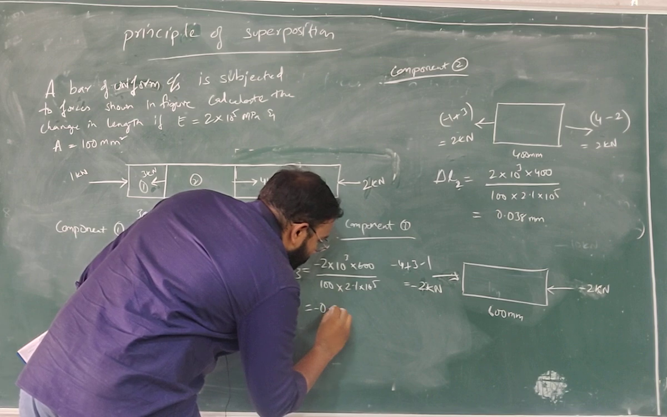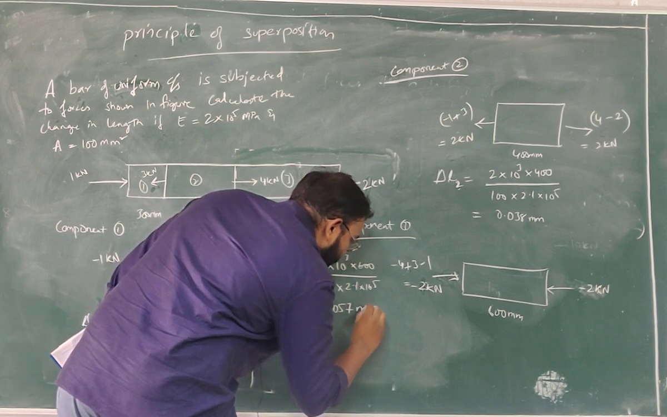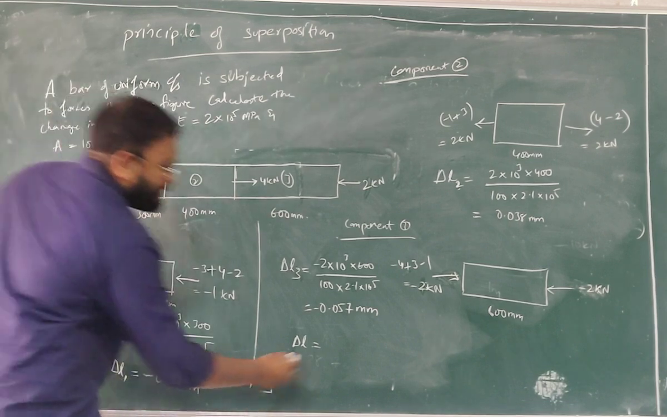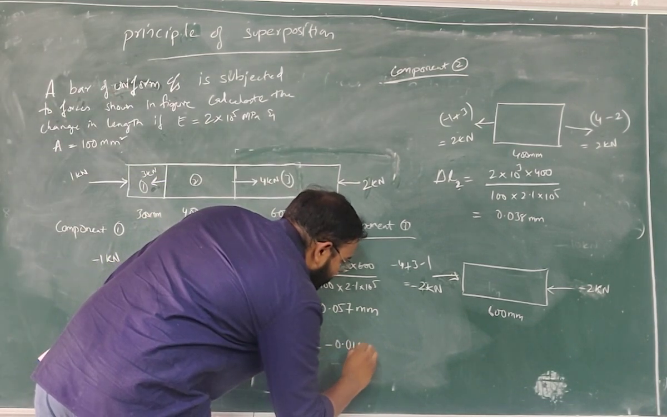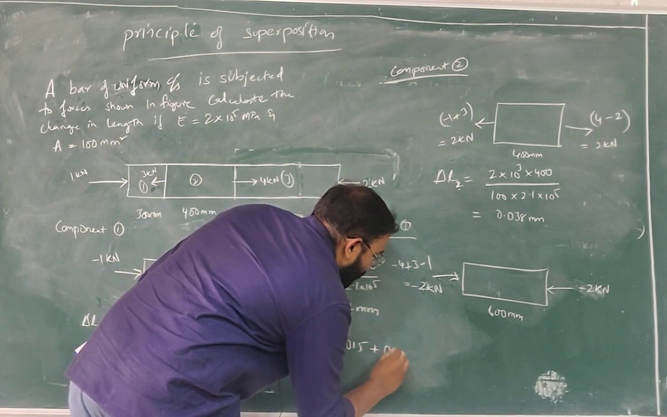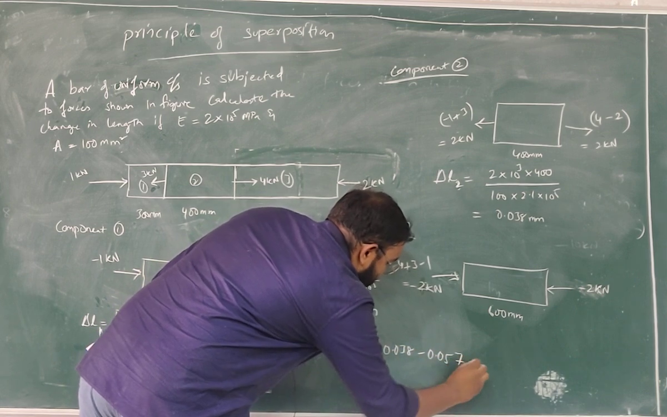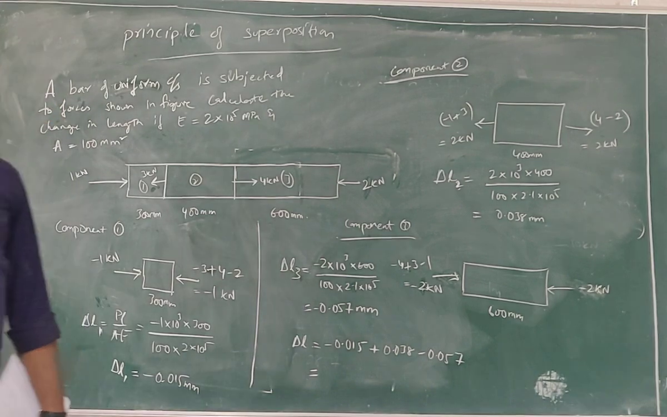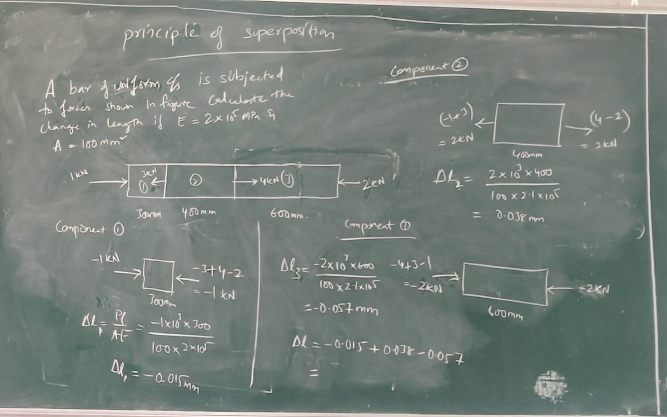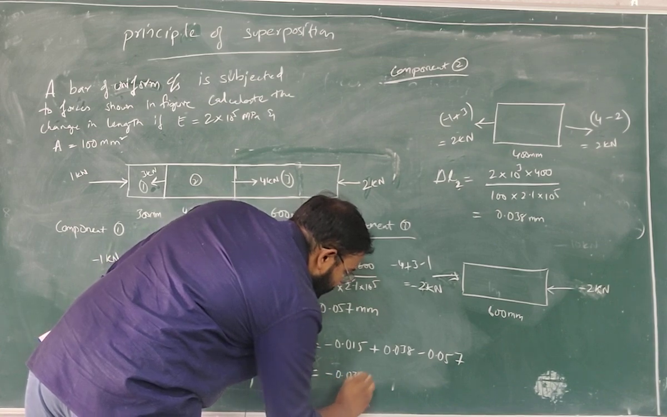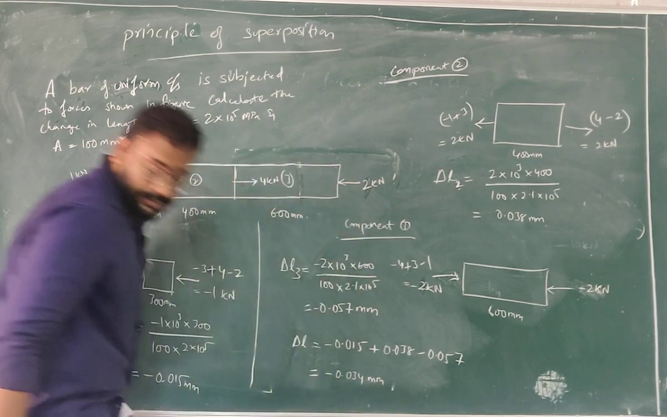Minus 0.057 millimeter. Substituting, total delta L will be equal to minus 0.015 plus 0.038 minus 0.057. Minus 0.034 millimeter.